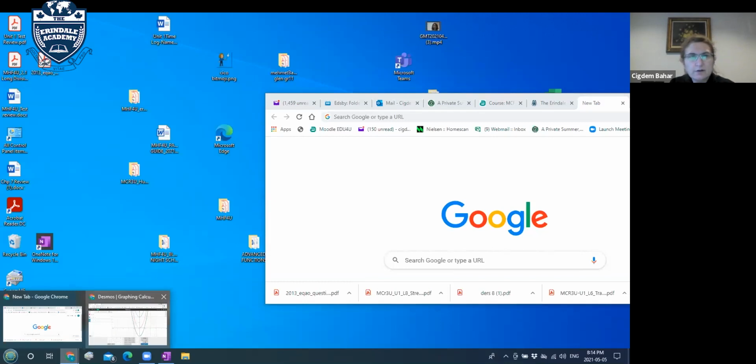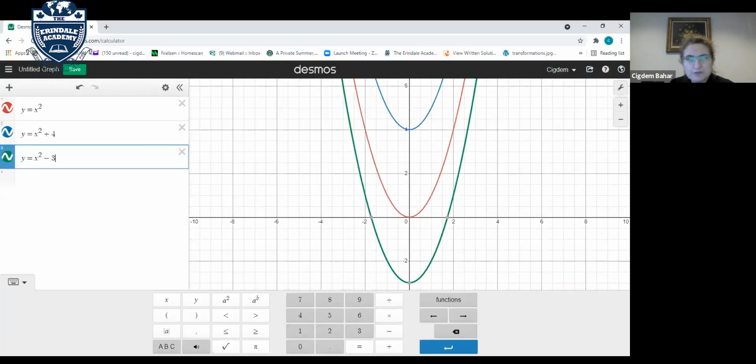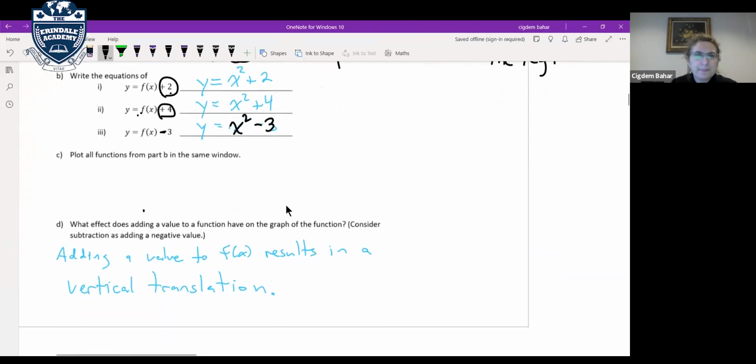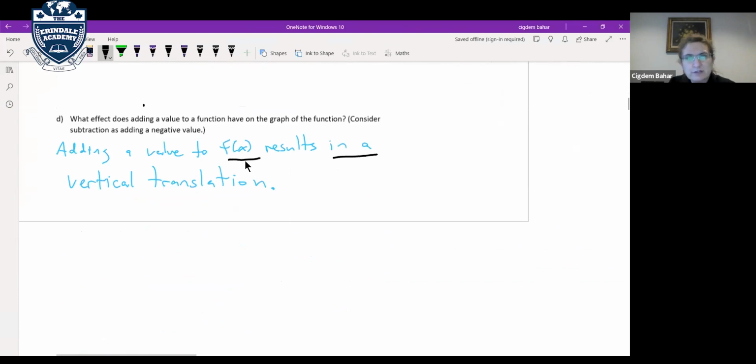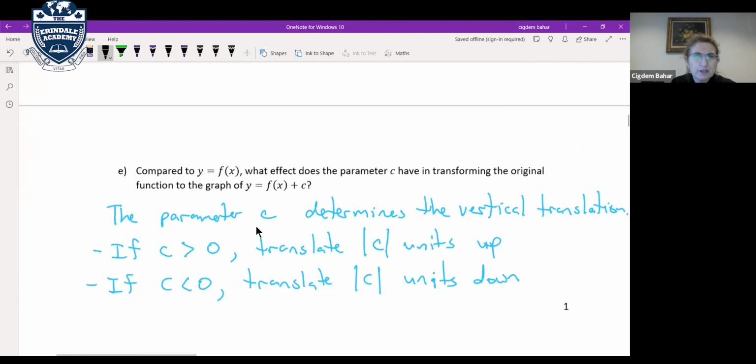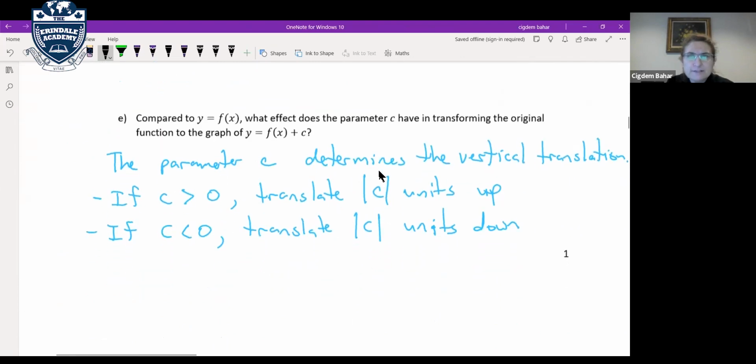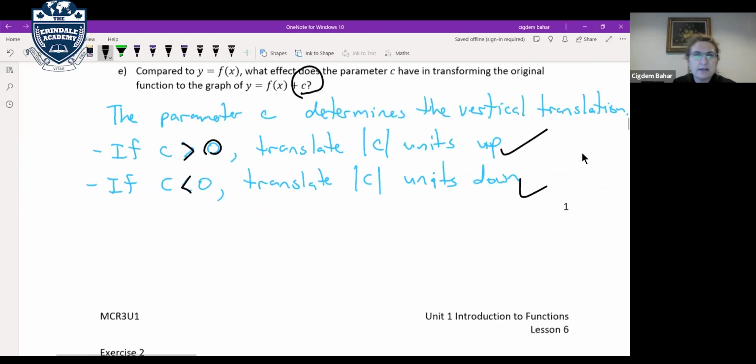Okay, so these are up or down transformations. Now, go back to the OneNote. See what happened. Adding a value to f of x results in a vertical translation. I showed you. So the parameter c determines the vertical translation. If c is greater than 0, c units up. If c is less than 0, c units down.